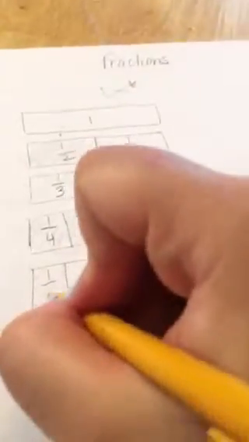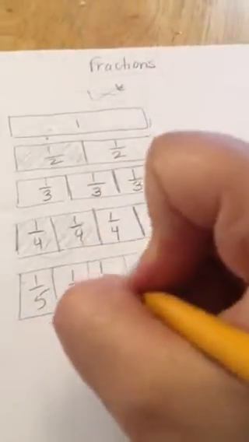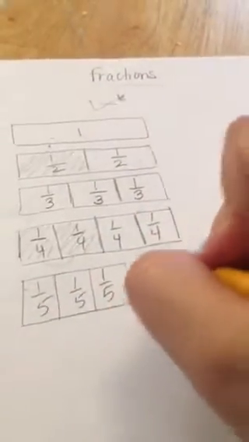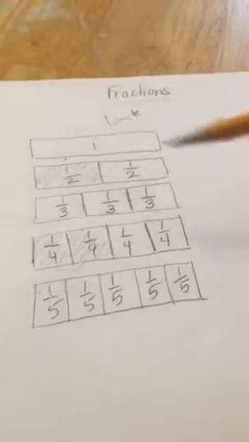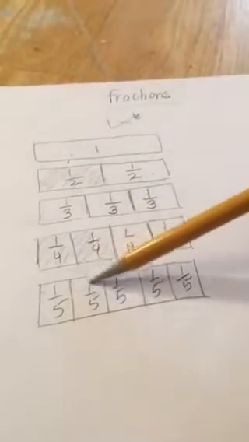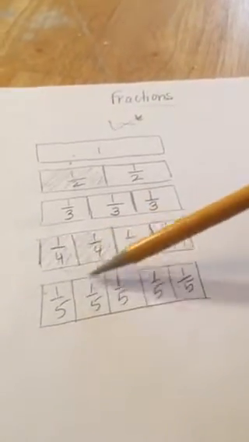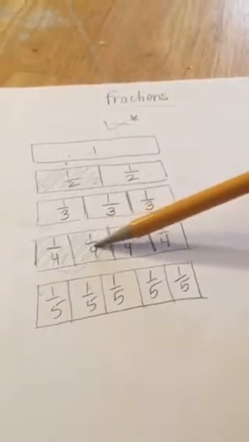So now I get a 5th. This person gets a 5th, this person gets a 5th, this person gets a 5th, this person gets a 5th. Now notice these 2 pieces are not equal to these 2 pieces. See, this one's still a little smaller.